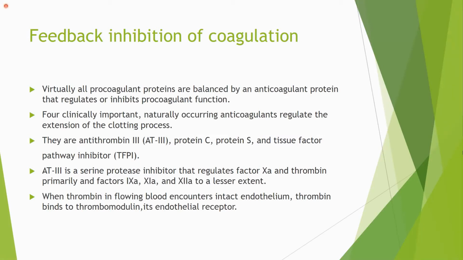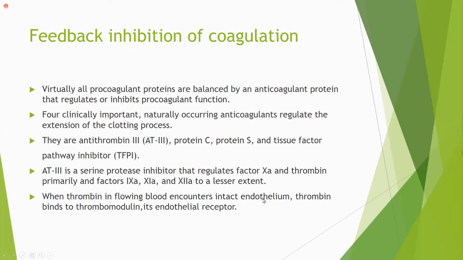Now, what is their purpose? You see there are 4 factors which actually act as inhibition of coagulation. Antithrombin 3, as the name indicates, inhibits thrombin. It is a serine protease inhibitor that regulates factor 10 and thrombin primarily, and factors 9, 11, and 12 to a lesser extent.